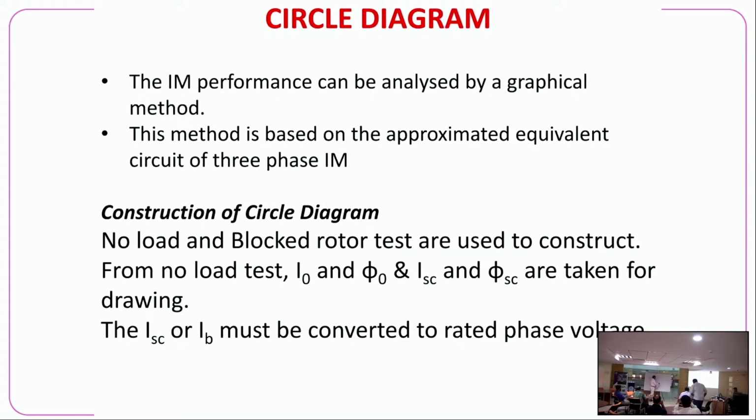So it is proportional. To get the full load current, we apply a voltage VSC, which is less, and if we apply the rated voltage V rated, the current will be ISCN, straight line. So V rated, this is the formula.